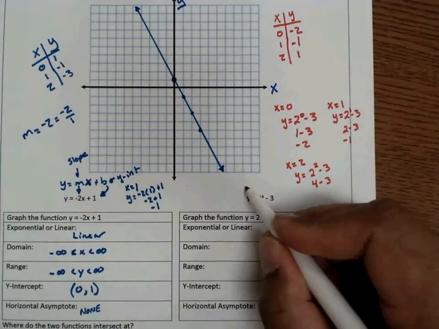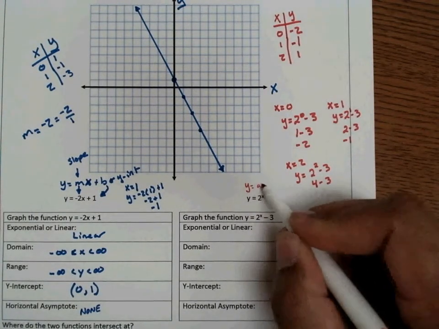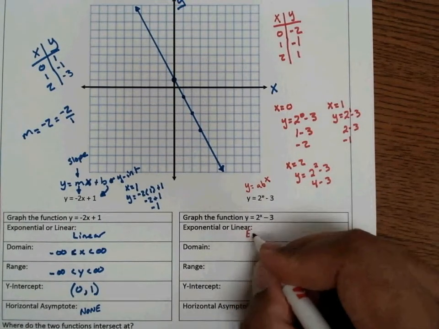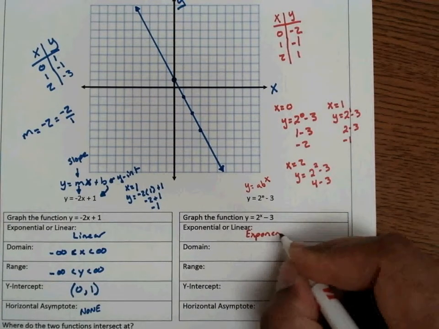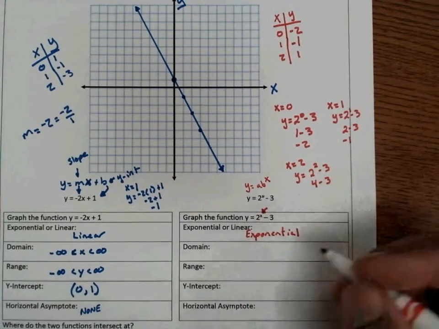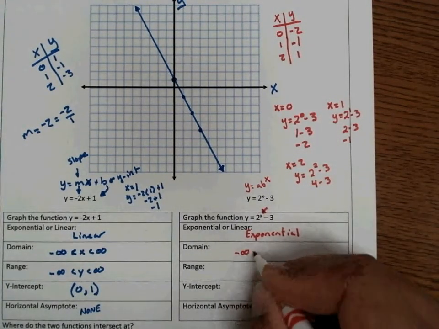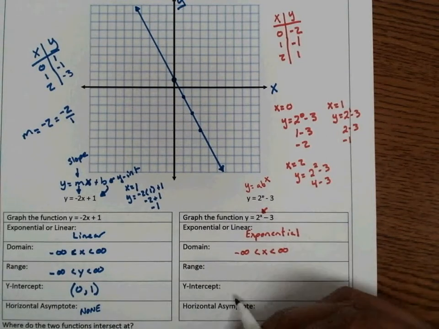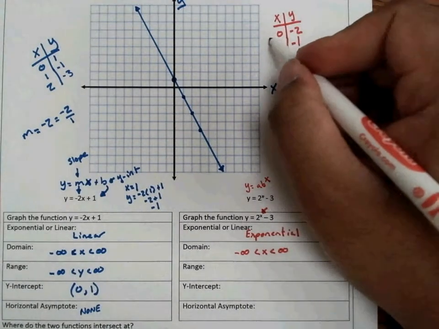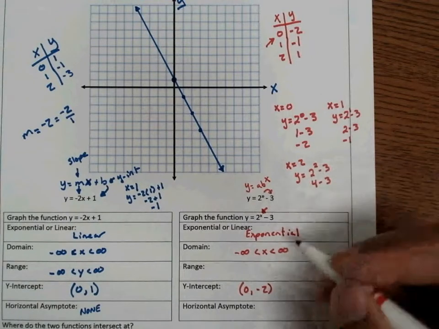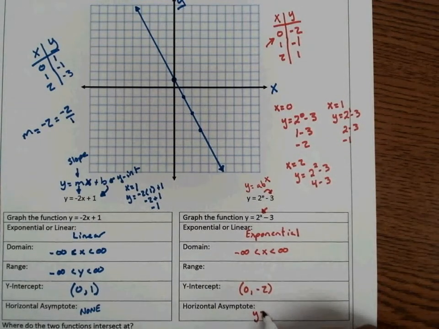So again, I didn't really talk about it, but hopefully we all realize this is ab to the x, because we have x as an exponent, so therefore it's exponential. Anytime x is an exponent, it's exponential. We know our domain is always negative infinity less than x less than infinity. We're going to come back to the range. Our y-intercept is in our table. So we have 0, negative 2. And our horizontal asymptote is always the number after x. So we have y is equal to negative 3.